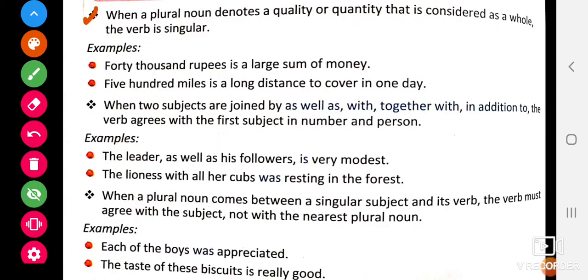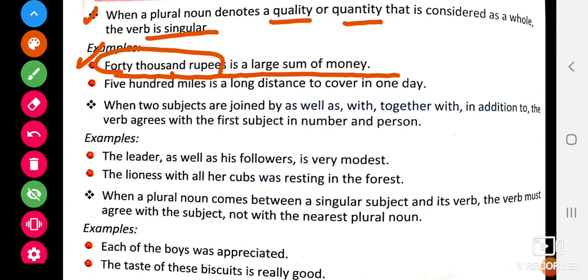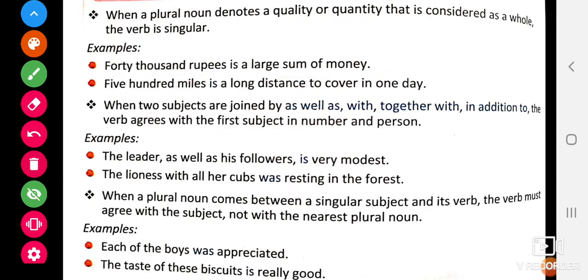When the plural noun denotes a quality or quantity that is considered as a whole, the verb is singular. Look at this example. 40,000 rupees is a large sum of money. This is a quantity and this is a singular verb. So whenever we refer to quantity or quality, the verb is always singular.